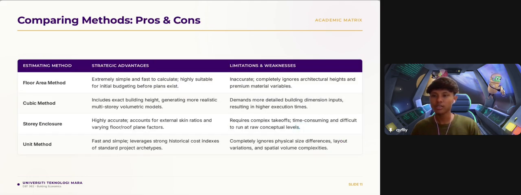The comparison table shows us the strengths and weaknesses of each method. The floor area and unit methods are very simple and fast to calculate, but they are less accurate because they ignore building height and shape. On the other hand, the cubic and storey enclosure methods take much more time and measurement, but they give you a far more realistic price.